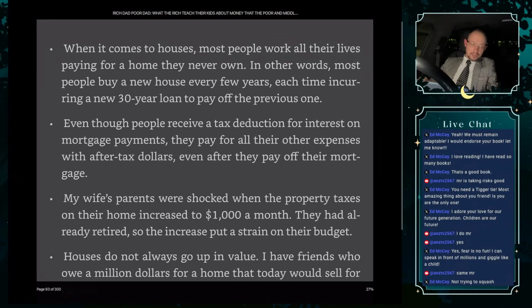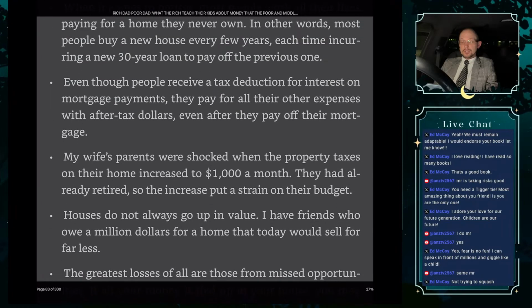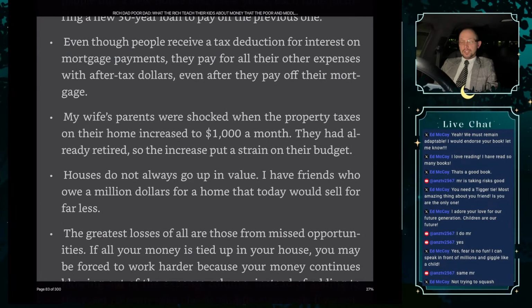When it comes to houses, most people work all their lives paying for a home they never own. In other words, most people buy a new house every few years, each time incurring a new 30-year loan to pay off the previous one. Even though people receive a tax deduction, which we don't in Australia, for interest on mortgage payments, they pay for all their other expenses with after-tax dollars, even after they pay off their mortgage.